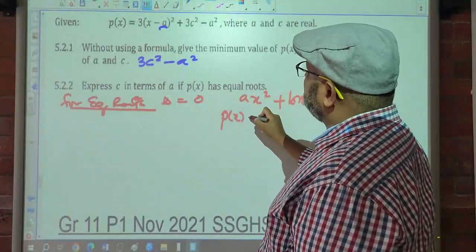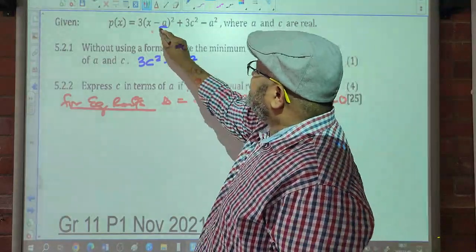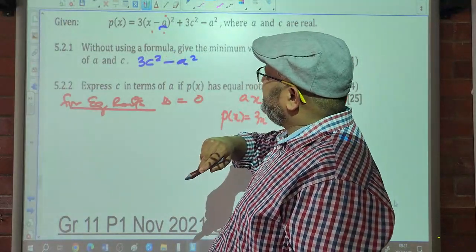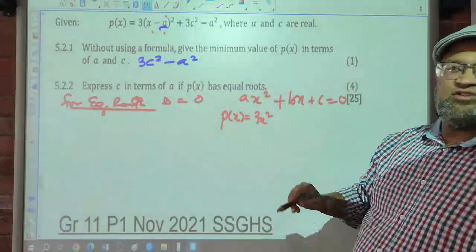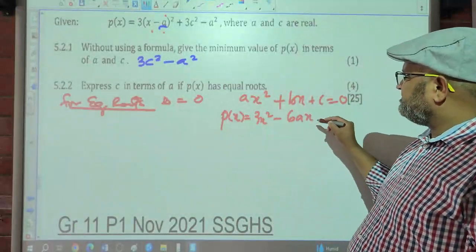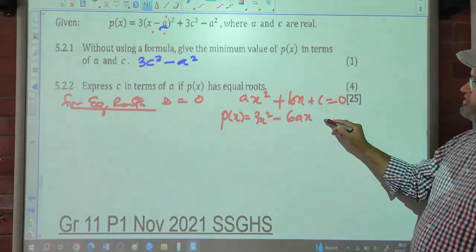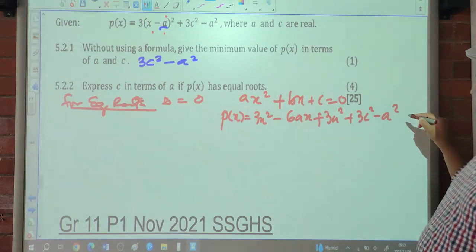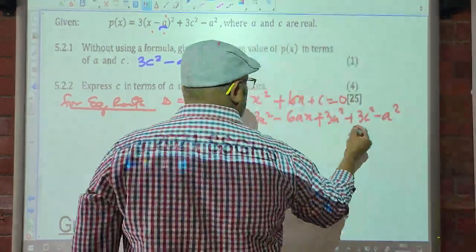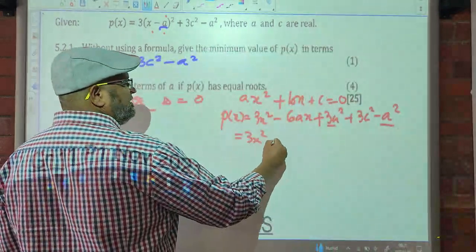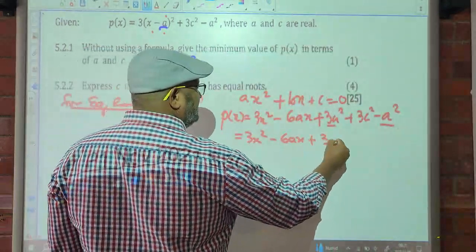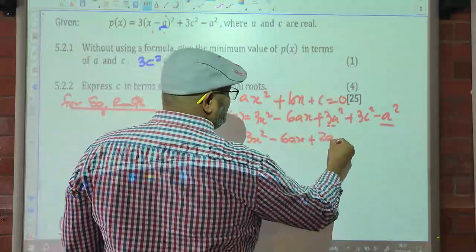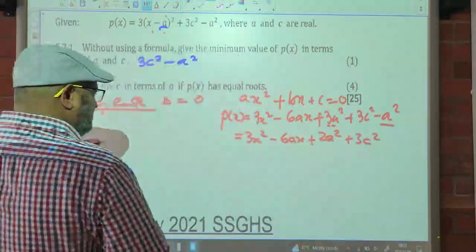So p of x is equal to 3x squared. That times 2 is going to give you negative 2ax times 3 is going to give you negative 6ax. And the last term squared is going to be positive a squared, so it's going to be positive 3a squared plus 3c squared minus a squared. So I'm going to add like terms. So I'm going to give you 3x squared minus 6ax plus 2a squared plus 3c squared.